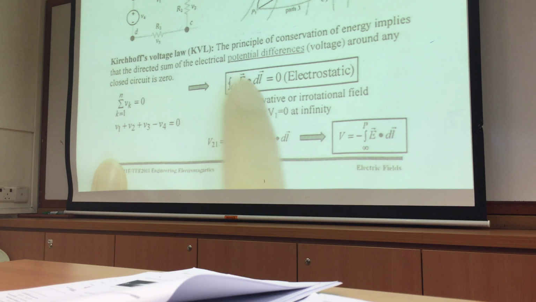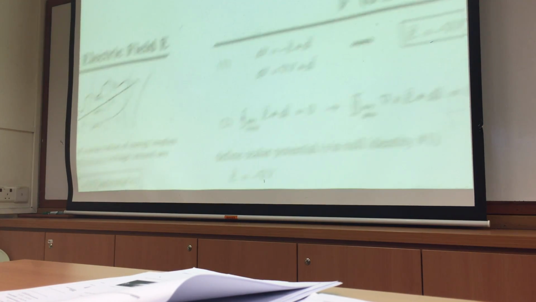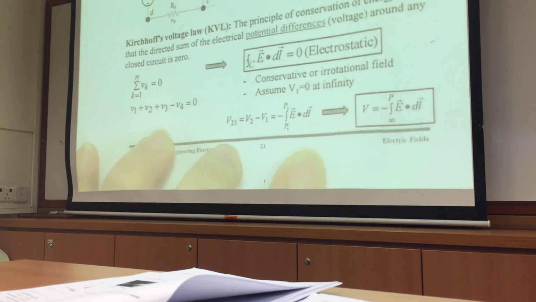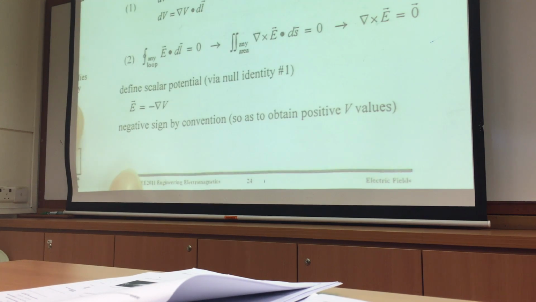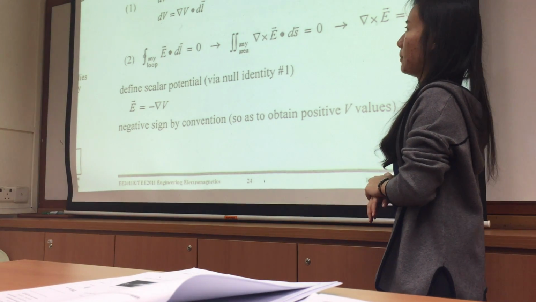I guess this one is very basic KVL. Do I need to go through this? It's some knowledge. Page 24, first step. Next, this one, V to E. So this is the equation, very important first step. This E field equals minus gradient of electric potential.